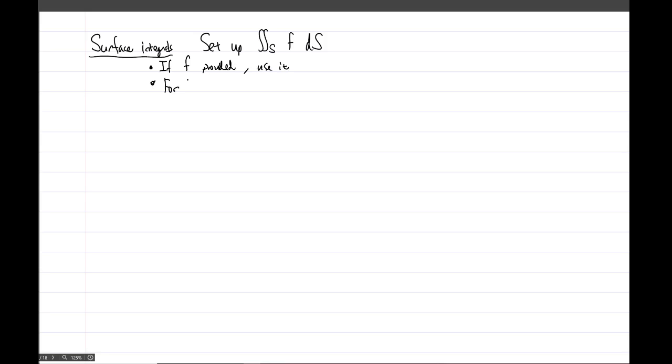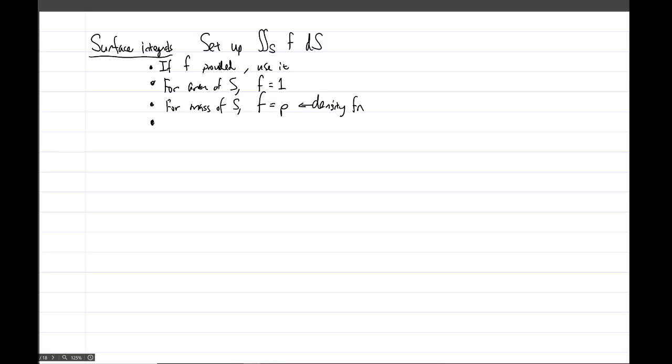For the area of the surface S, use f is just equal to 1. For the mass of S, use f is equal to rho, the density function.